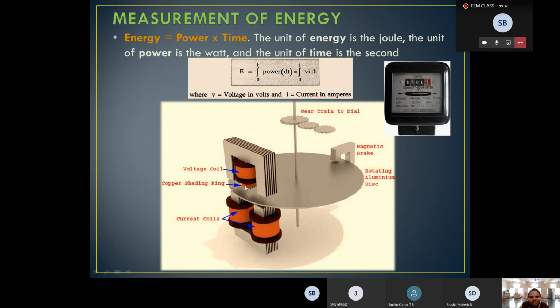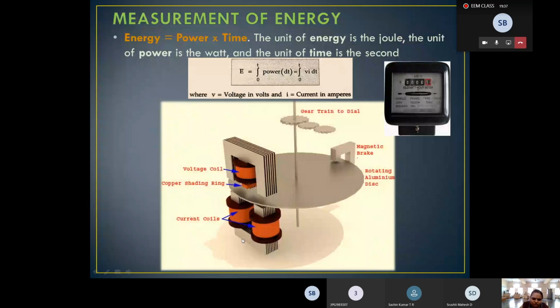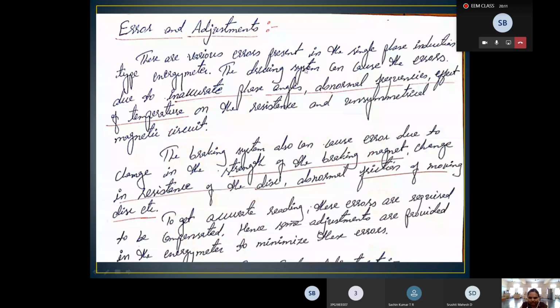The next topic is errors and adjustments. When we use the whole energy meter with the disc, we come across errors. The error may be due to the voltage, the current, the disc being used, or whether the braking system is proper or not. When a supply is given, whether the disc is rotating or not; if there is no power supply and the disc is still rotating, there is a loss for us, right? Like this, some errors are there, and we will learn them one by one. This is errors and adjustments.